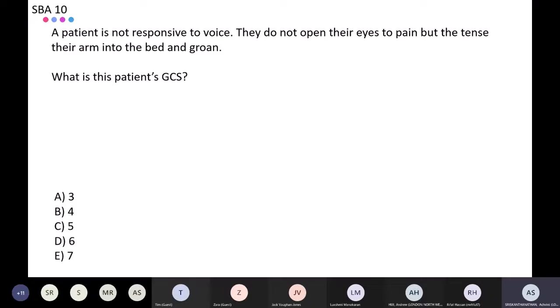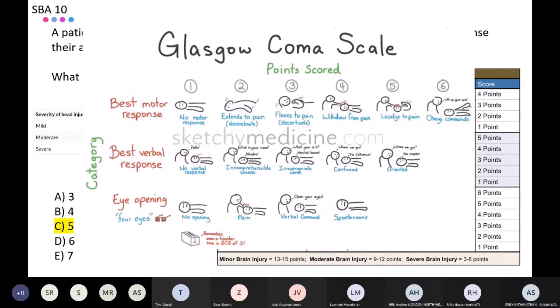Okay, so most people have put down C. Got a few people saying B and D as well. So I hated these questions because I always jump between, especially when the numbers are really close together, it's really off-putting because you don't really know what you want to consider here. So if we calculate this together, we've got a patient here who's not responding to voice at all.